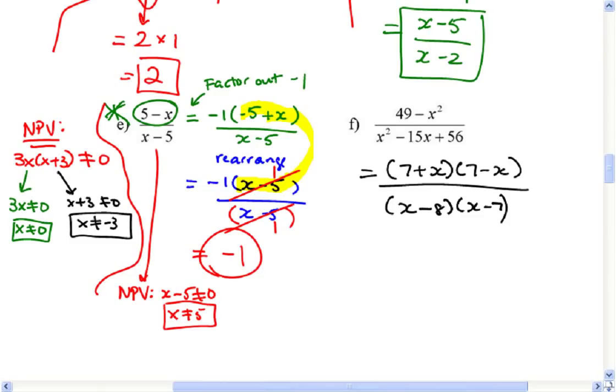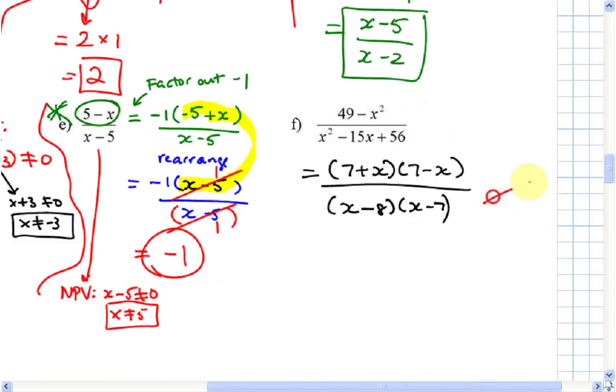Okay? Once you've got this, I think now I can find the NPVs. I'm not going to show all the steps now. Can someone just tell me what they are? 8 and 7. Yeah, just can't be equal to 8, can't be equal to 7. Remember, we just switched the signs. We just switched the sign, right? This is x minus 8, so it becomes, oh yeah, x can't be 8. Okay, now once again, we're going to try to simplify here.